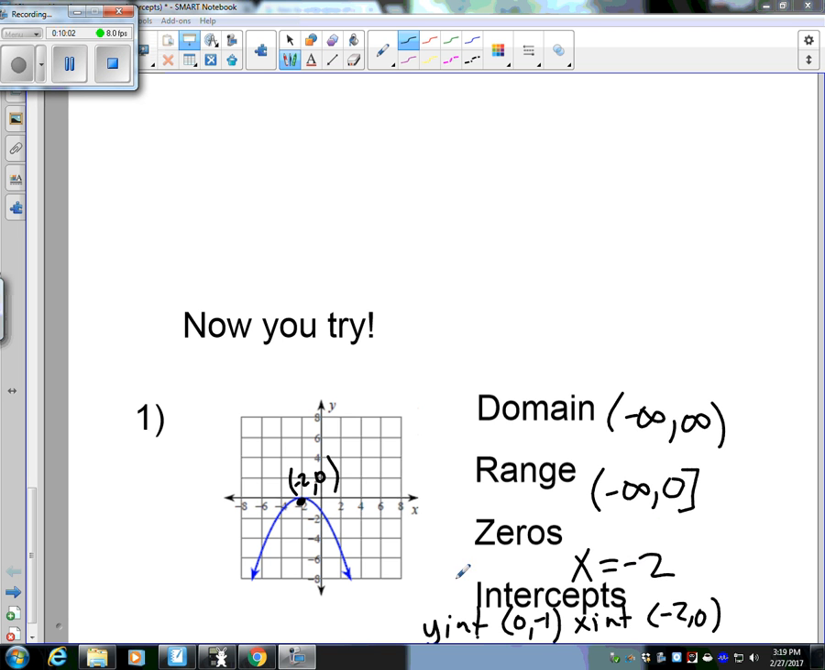Zeros: -2, x equals -2. The y-intercept is 0. I estimated at -1. It's probably a little bit more than that, like -1.2 or something, but that's fine. The graph's never perfect, so you're always estimating anyways. X-intercept is (-2, 0).